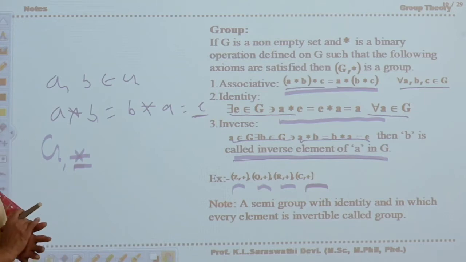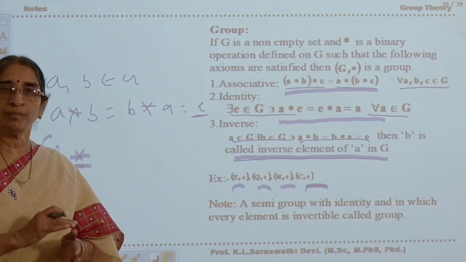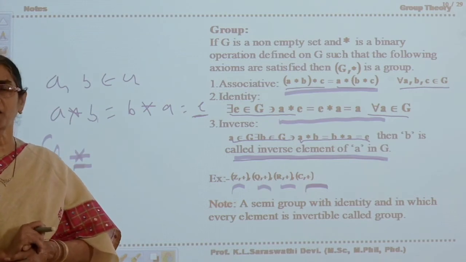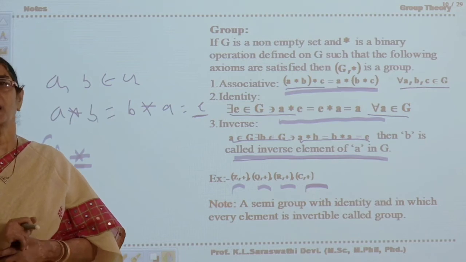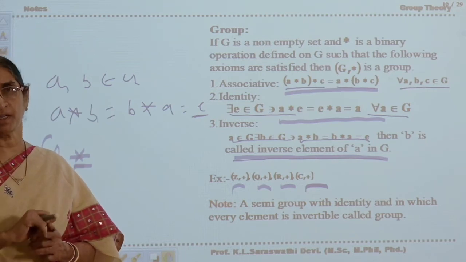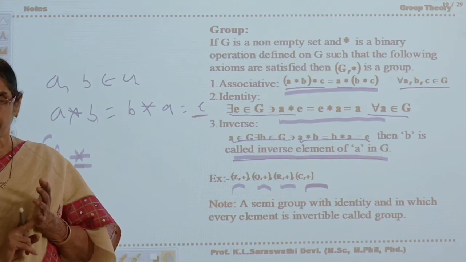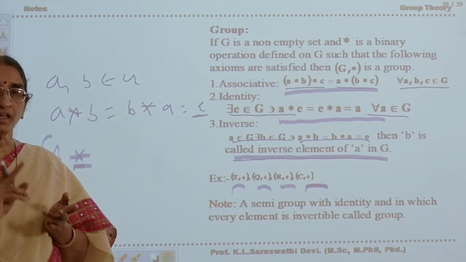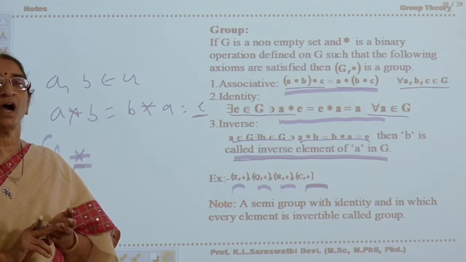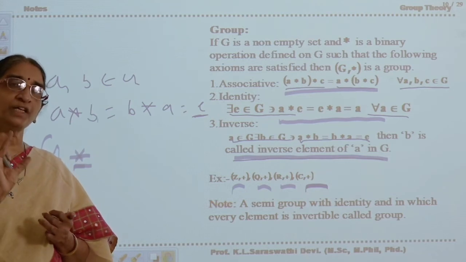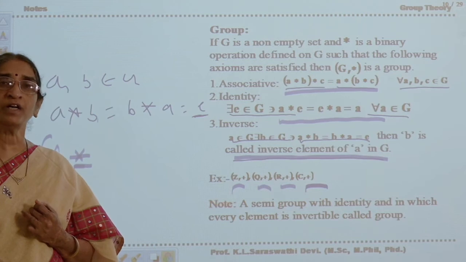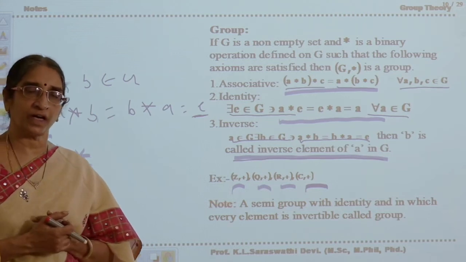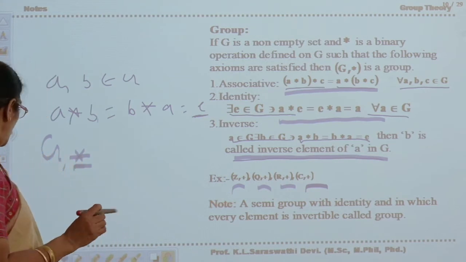Okay, now you are able to know the group. What do we mean by group? A group is nothing but a non-empty set equipped with a binary operator in which the closure property is satisfied, associativity is satisfied, there exists an identity element, and for every element of G an inverse should exist. If these four properties are satisfied, G is said to be a group.